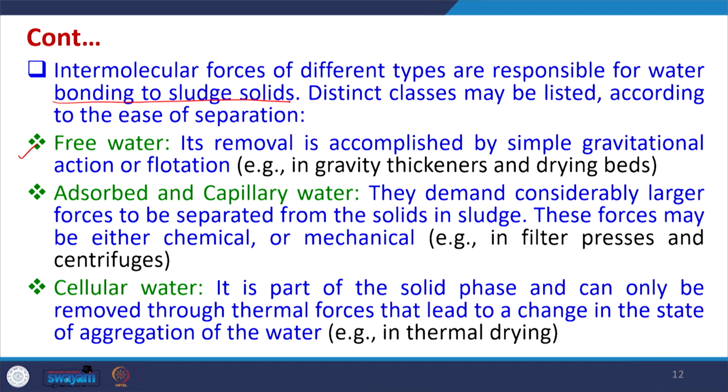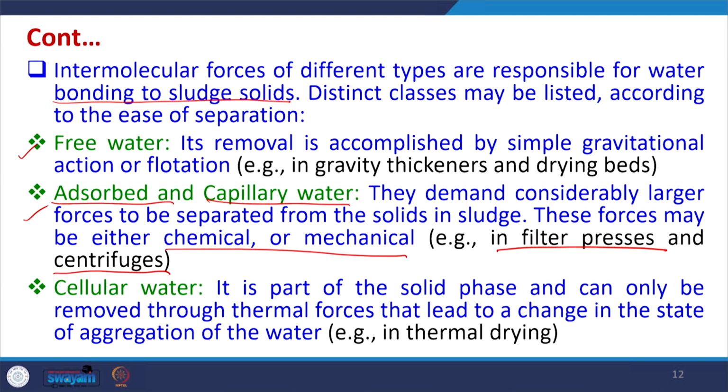Now, adsorbed water will ultimately form capillary water. This type of water demands larger forces to be separated from solids in sludge, and these forces may be either chemical or mechanical. So, if you have to remove the capillary water or adsorbed water, we have to use filter presses or centrifuges. Only then can we remove this type of water, otherwise we cannot.